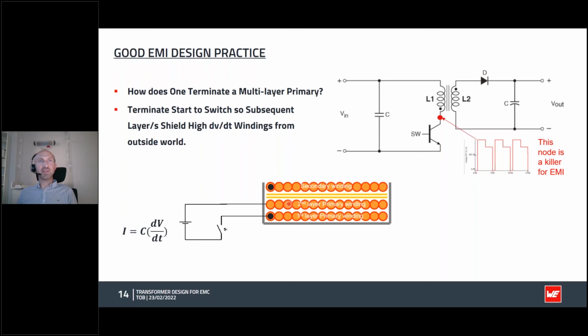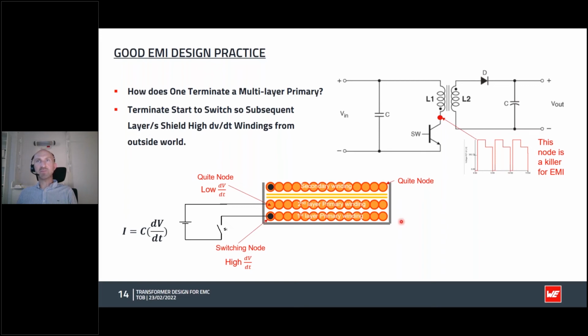The higher the net DVDT, the more noise current can be injected through this barrier in this interwinding capacitance into the secondary. And if that's injected into the secondary, then as I said, it will find its way back to the source and earth and then show up as noise on the conducted emissions path. So keep the quiet nodes close to the barrier is the message from this winding.